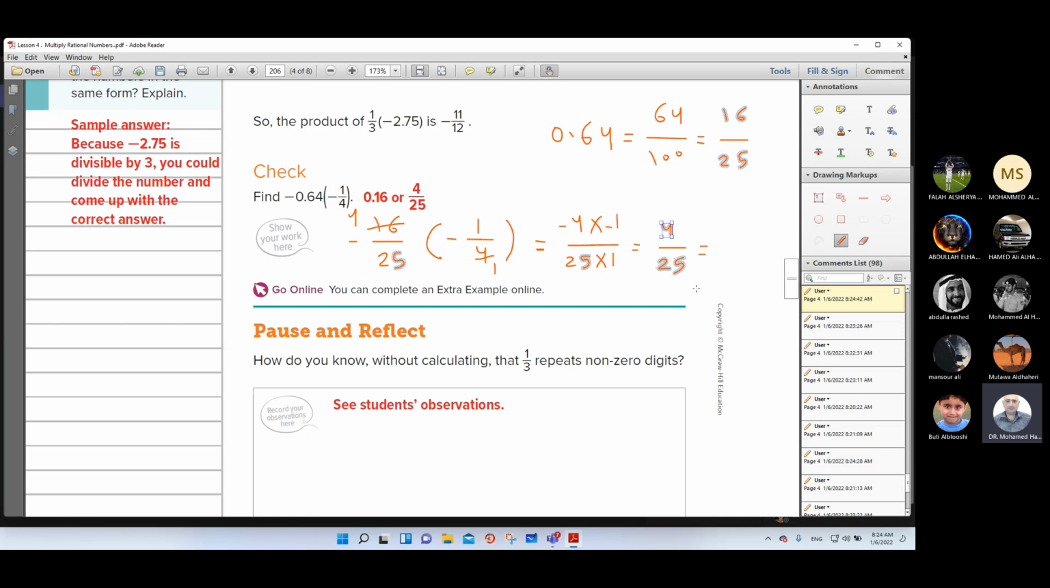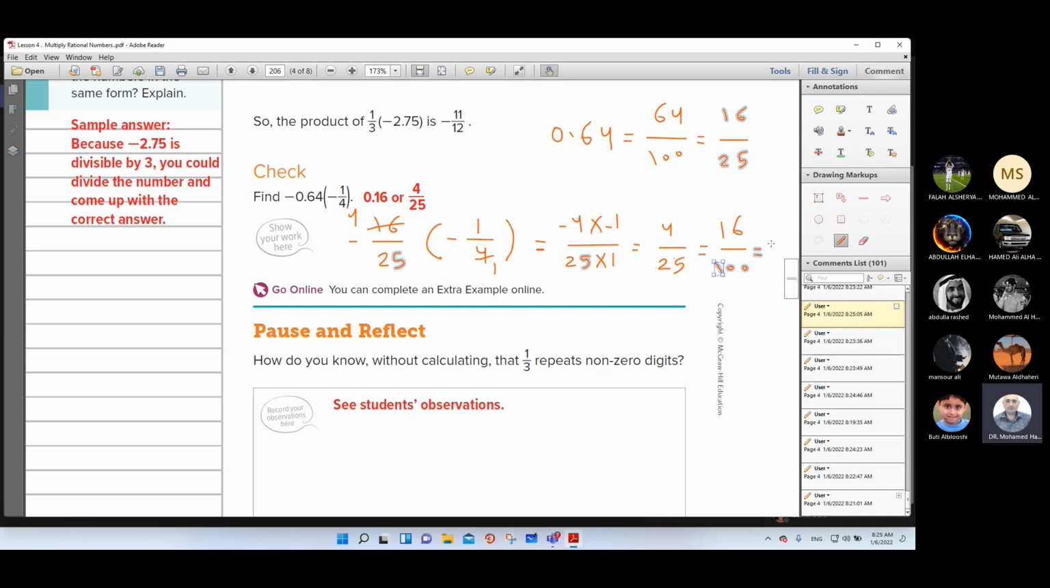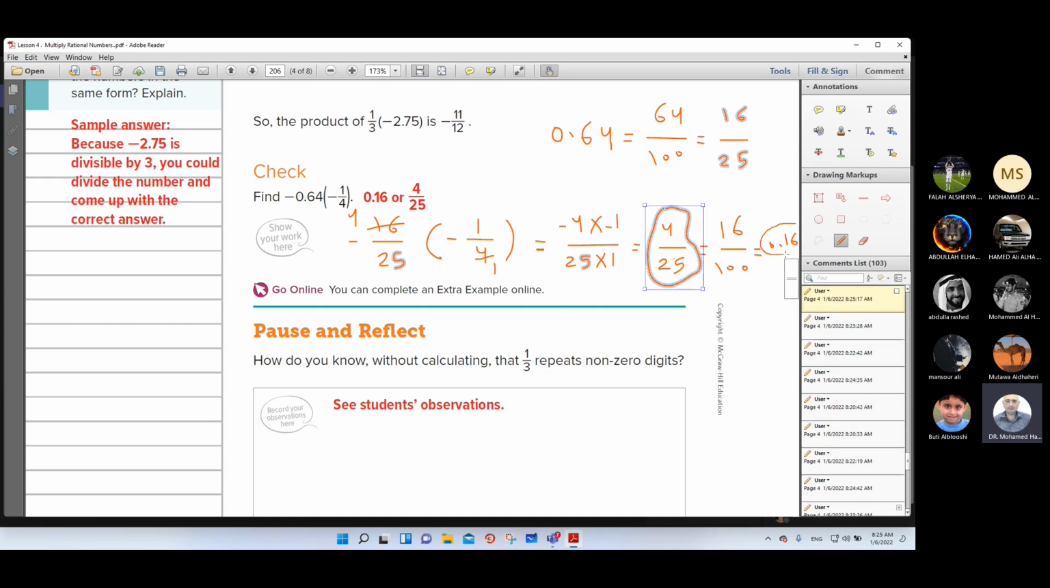You can here change this fraction to the decimal. You can multiply up and down by 4. If you multiply 4 by 4, you will get 16. And if you multiply 25 by 4, you will get 100. So as a decimal, you can write it 0.16. This is this answer as a fraction, and this answer as a decimal.